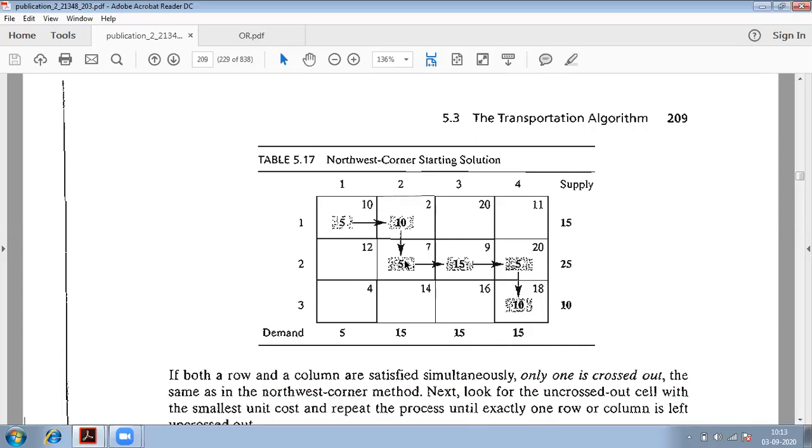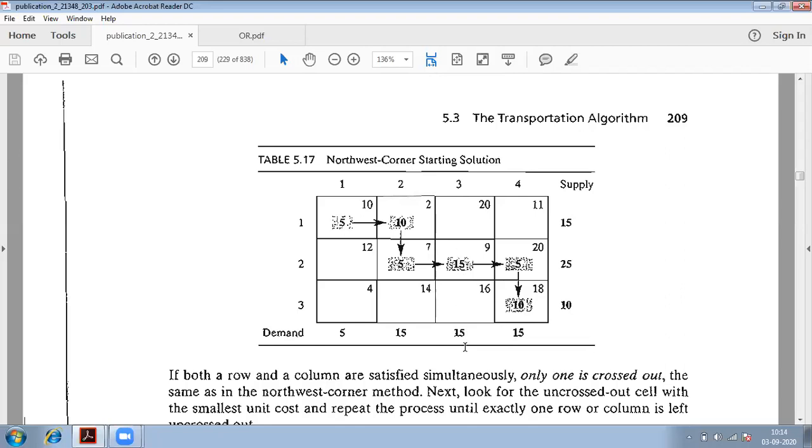So now you have added 5, and automatically the vertical column is satisfied. After that, the vertical column is over, but the horizontal row is not balanced. This is the first horizontal row, and this the second horizontal row. In this, if you go right, how much can you allocate? 15, you can allocate the maximum.